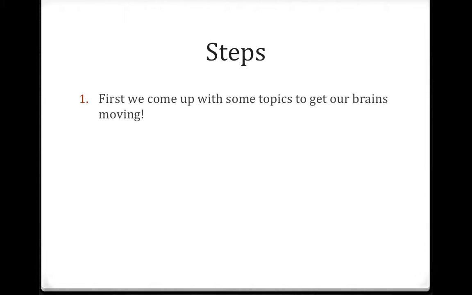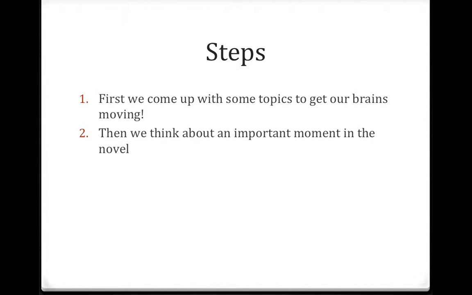There are 4 different steps that you can take when you create a theme. The first step is to come up with some topics to get your brains moving. This is like a brainstorm. The next step is going to think about one important moment in the novel. Now this has to be a key event, so whether it's the rising action or the climax or the falling action or the moment that we see conflict, this is a key event in the novel.